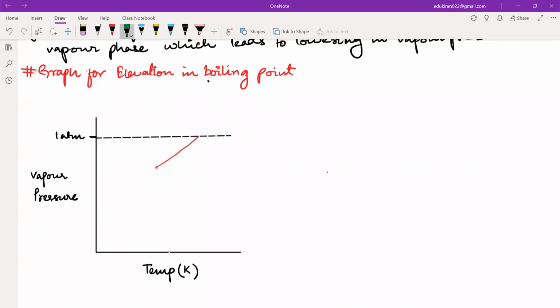Yes, sir. Okay. Now, when we take the solution, its vapor pressure will be a bit lower, and that is why when I increase the temperature, it will reach 1 atm here. Now what we want to do is drop a line. This line is for the solution, and the red line will be for the solvent.